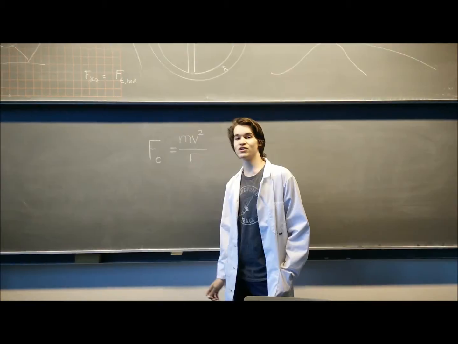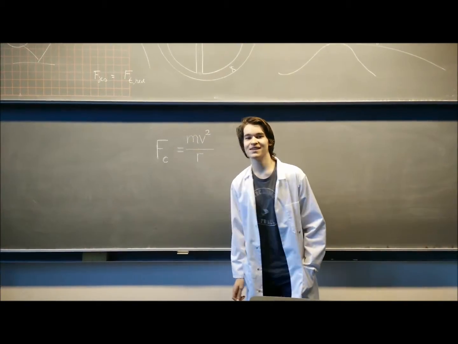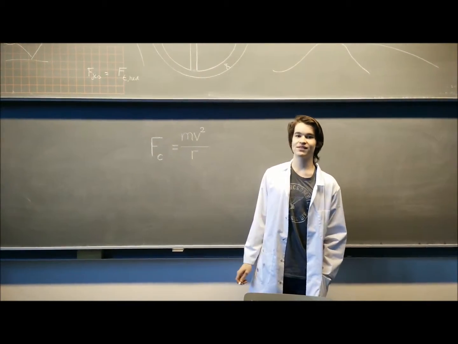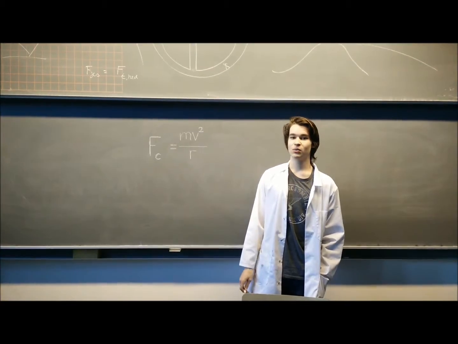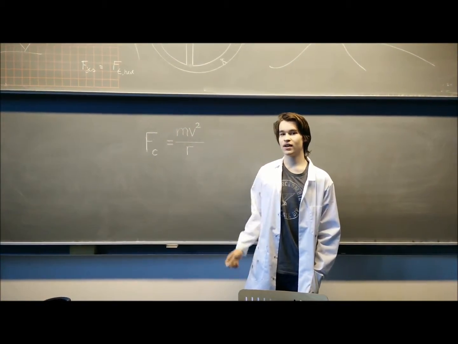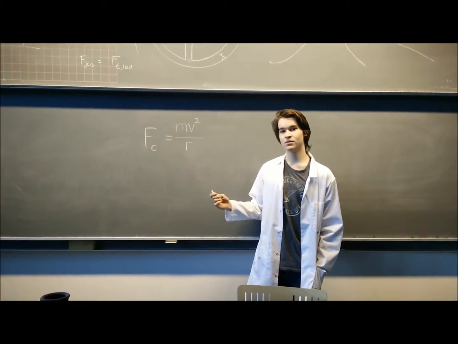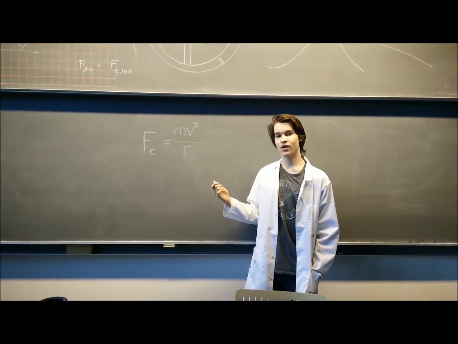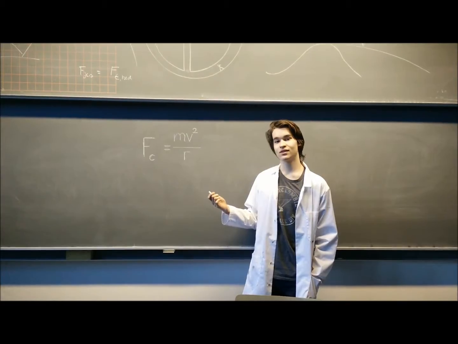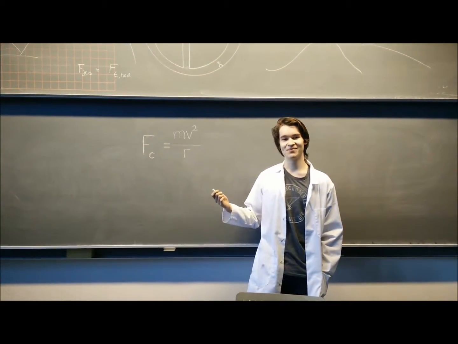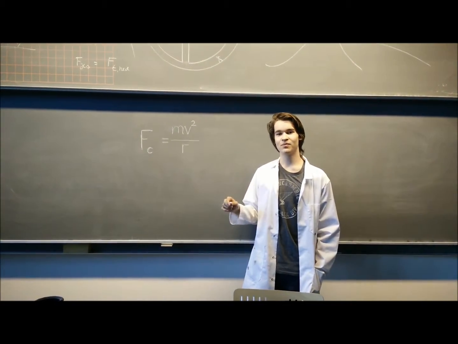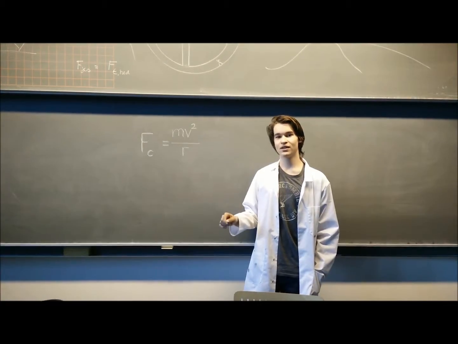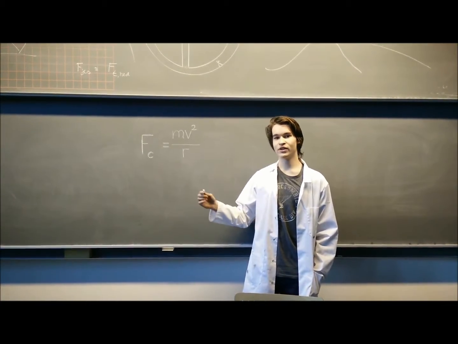Here we have the equation for the centrifugal force, and the Fc represents the centrifugal force, which is equal to m, which is the mass, times v, the speed, squared over r, the radius, which is the distance from the center of the object to the periphery of the same object.